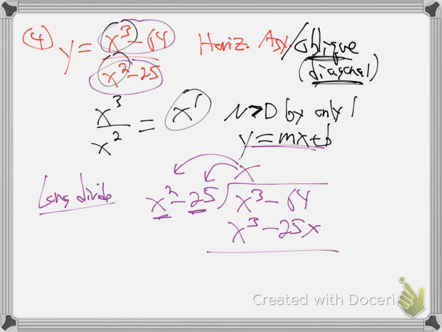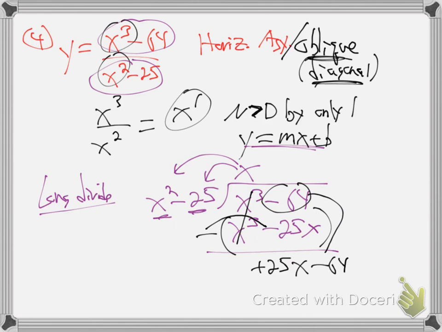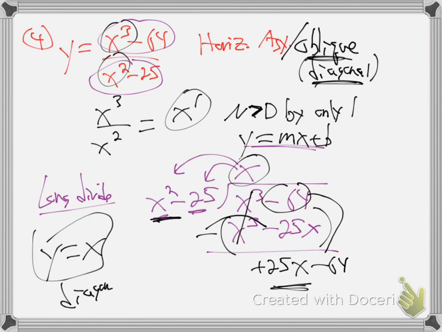And then we subtract. These cancel, and then we get minus 25, which is plus, right? That minus hits there. And plus 25x, bring down the minus 64. And that's as far as we can go. That's all just remainder because this power is lower than this power. So the answer is just y equals x. That's the equation of the diagonal asymptote, oblique asymptote. The last step, they want you to graph. Just use your graphing calculator for part D there on number 4.